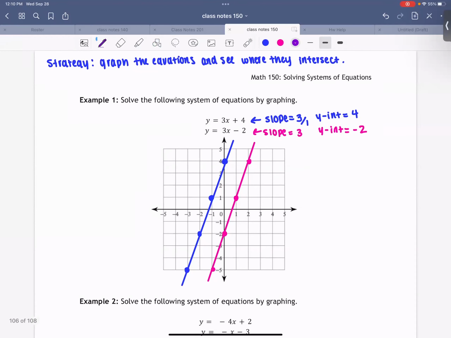Okay, well, it said my strategy was to graph the equations and see where they intersect. Do these graphs ever intersect? No, and why is that? Claire. Yeah, they have the same slope, right? These two equations have the same slope. They're never going to touch each other. They run in parallel to each other. These are examples of parallel lines. Okay, and they never intersect.